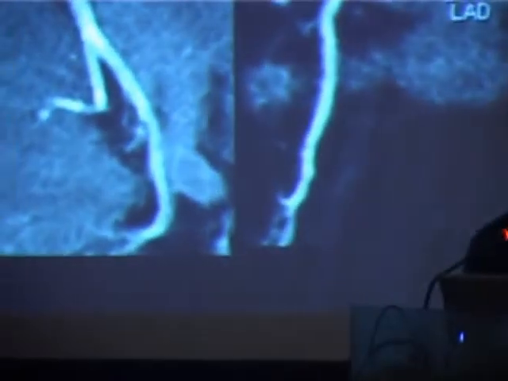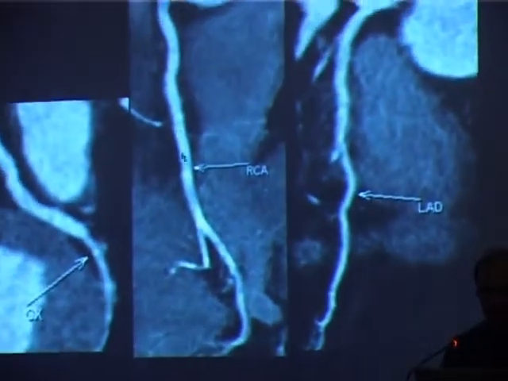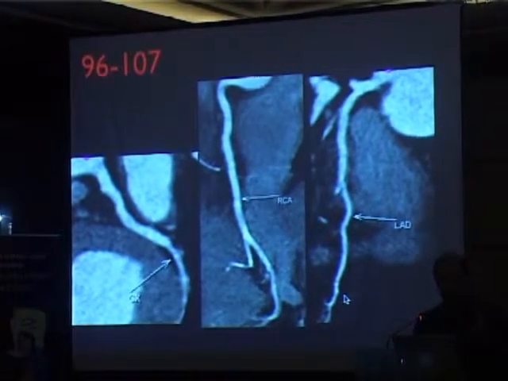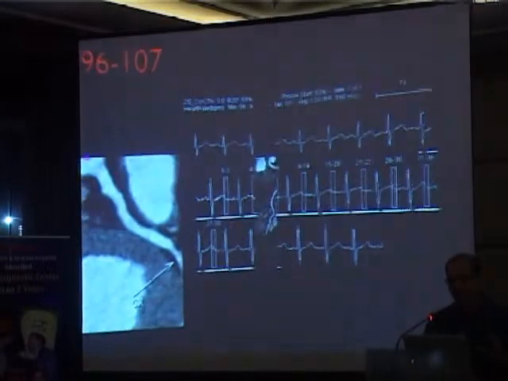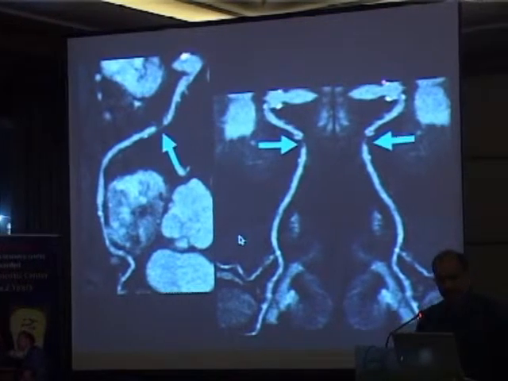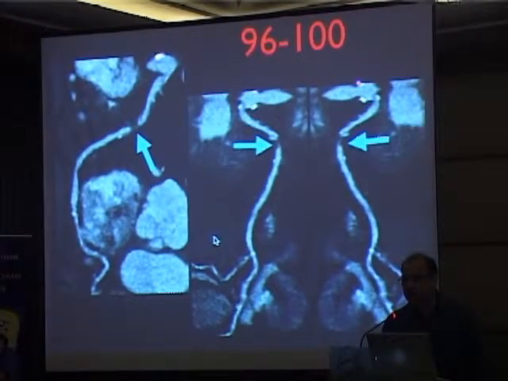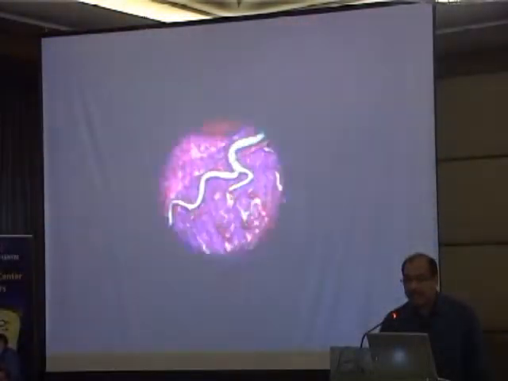Here's another one where you can see the coronary arteries beautifully. You see the circumflex, you see the RCA, you see the LAD, absolutely beautiful normal vessels with a heart rate of 96 to 107. And again the ECG to prove what I'm saying. Here you can see that there is a focal lesion in the LAD which is causing stenosis, and we see it so well with a heart rate of 96 to 100. These do not cause any problem to us.